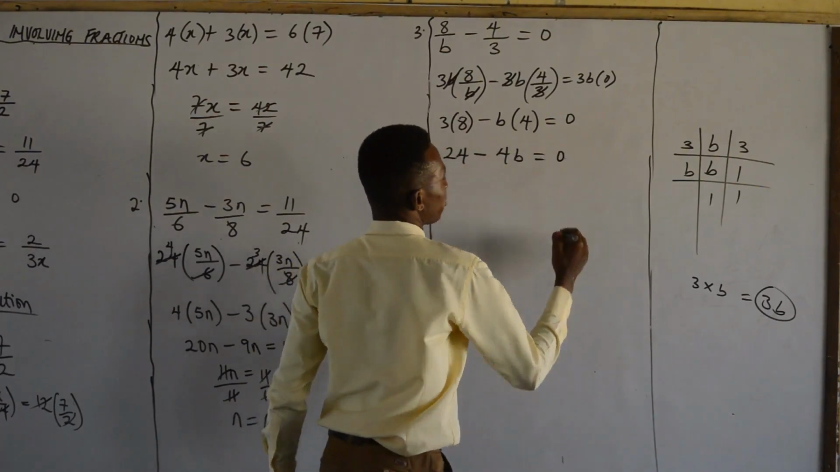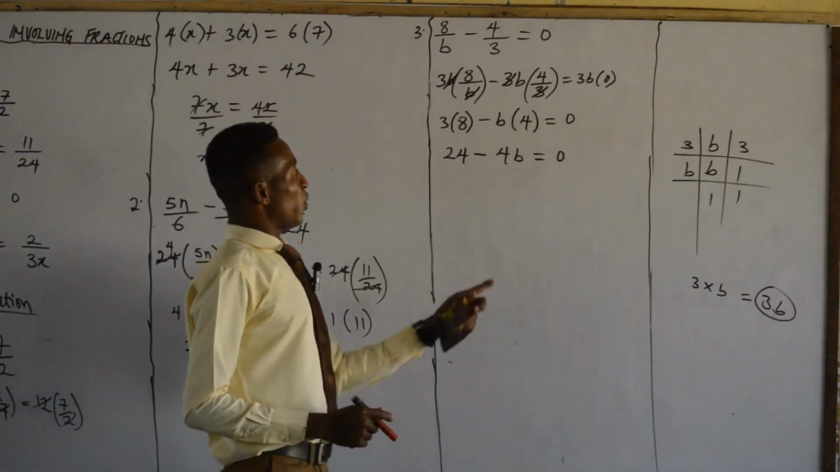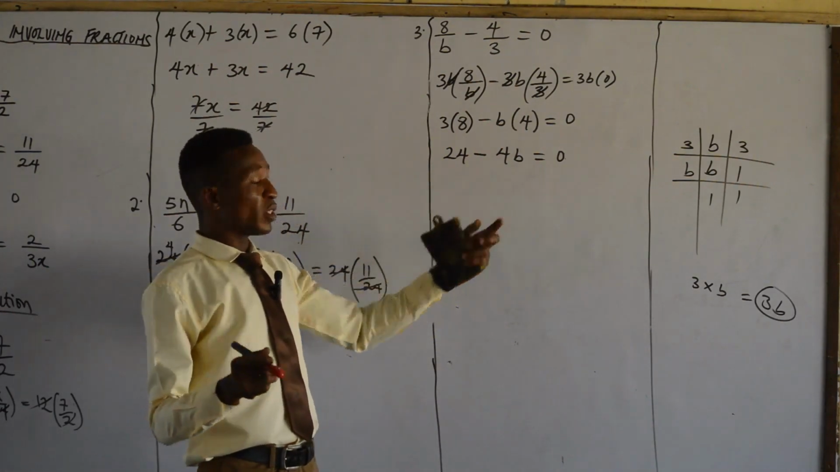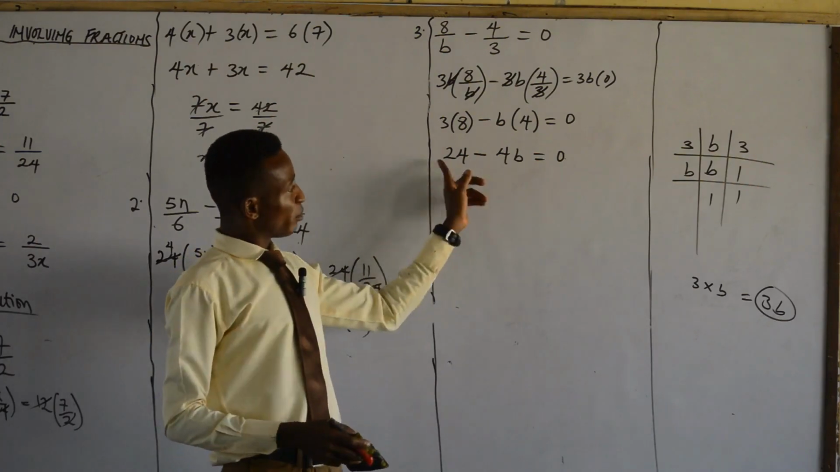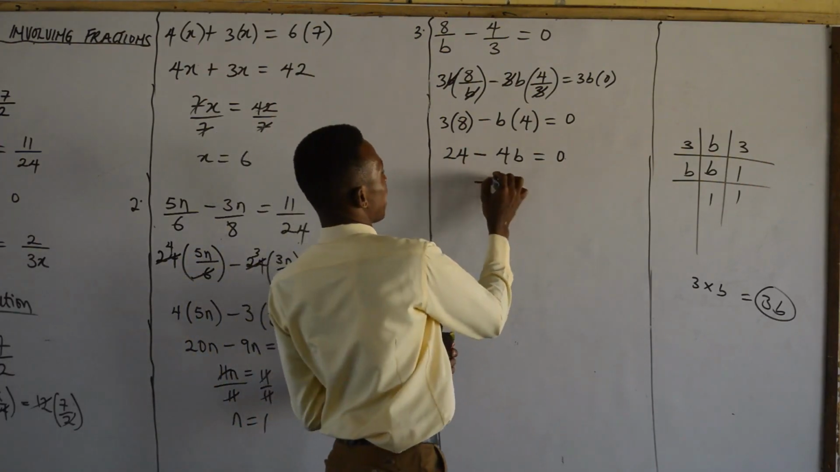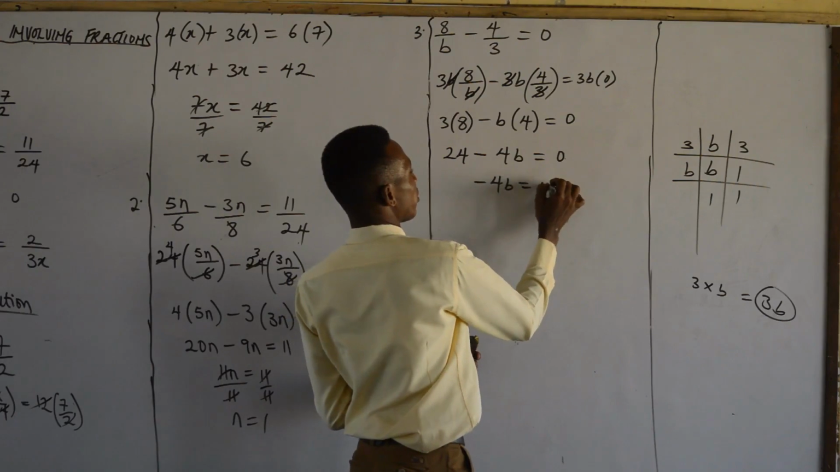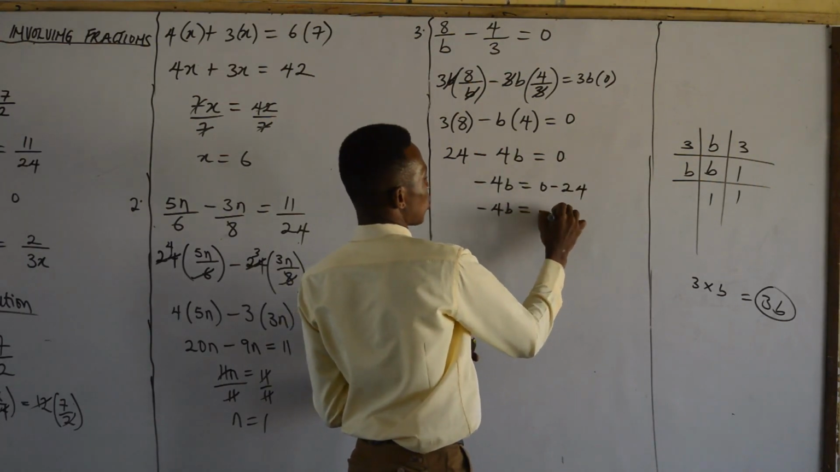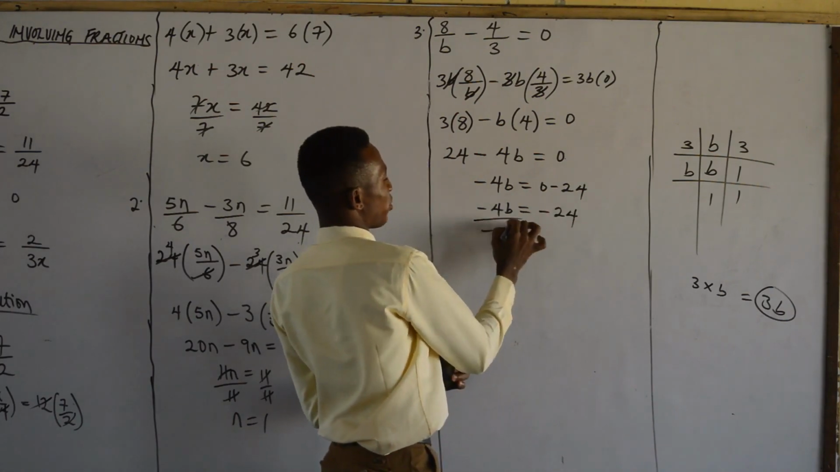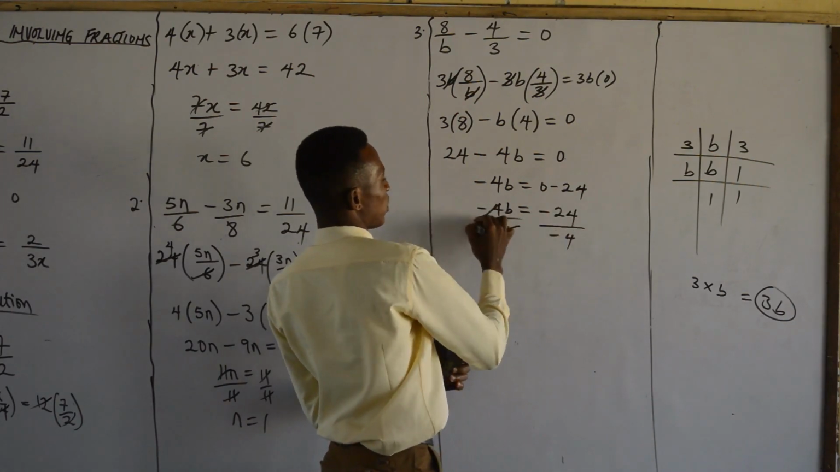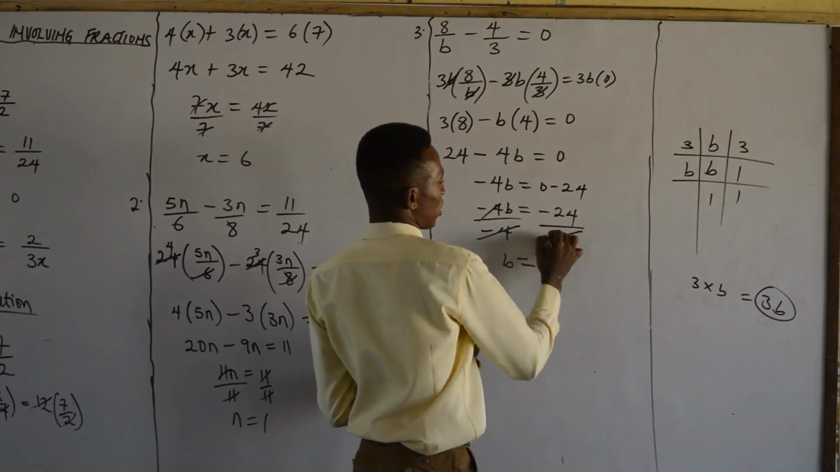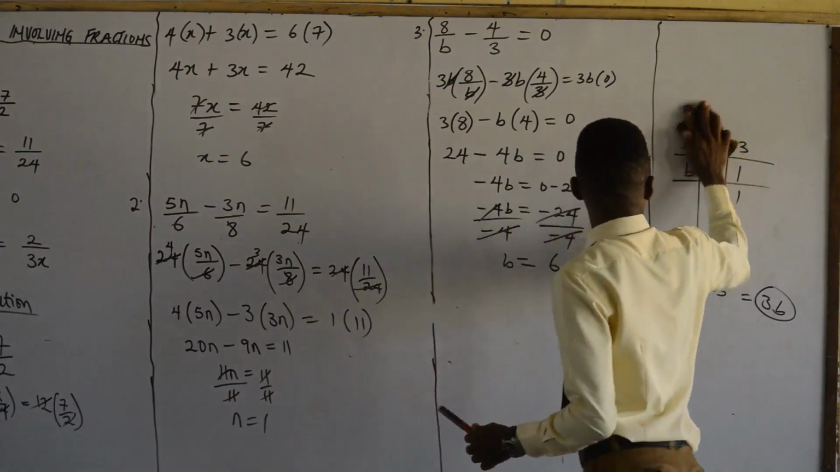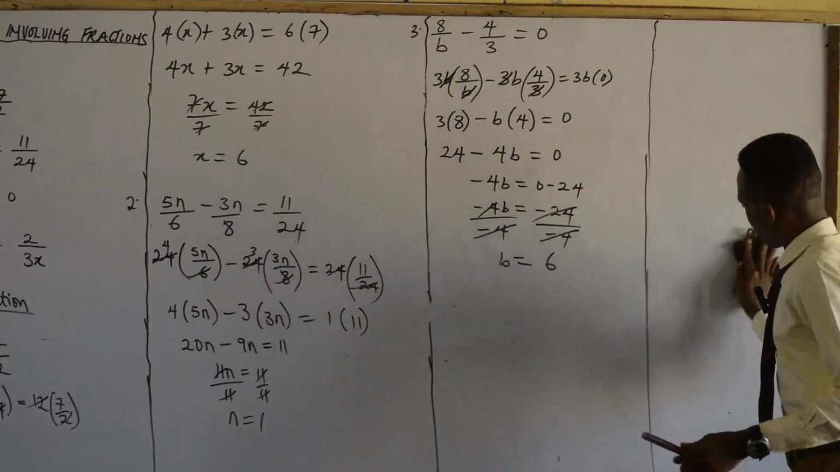Now in this case here now, when you have an expression like this, it has turned to a normal linear equation. So what we just need to do is collect the like terms, take the number to the right hand side. You are left with minus 4b equals to 0 minus 24, which gives you minus 4b equals to minus 24. Dividing both sides by minus 4, we are left with b equals to 6. Now since you've gotten your b equals to 6, that means you've gotten the final answer for the third question.